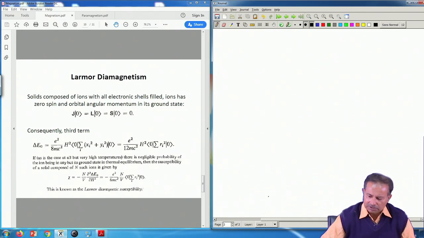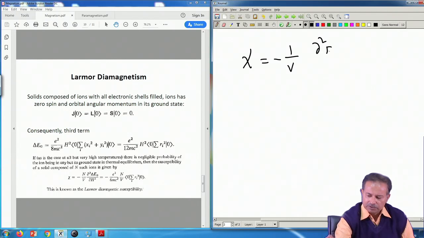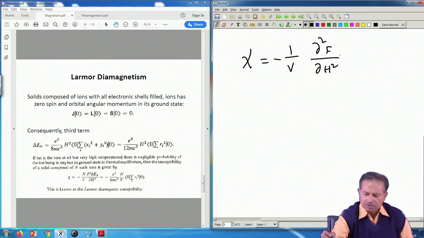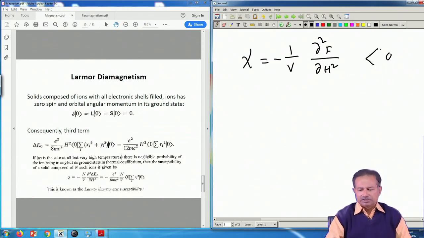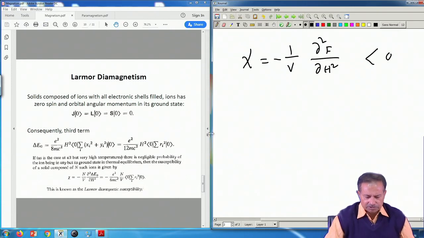As we know, chi is minus 1 by V del squared F. At a very low temperature, this F is basically E. So this will of necessity be less than 0, and this has to be diamagnetic because of this minus sign sitting there, and this derivative being positive.